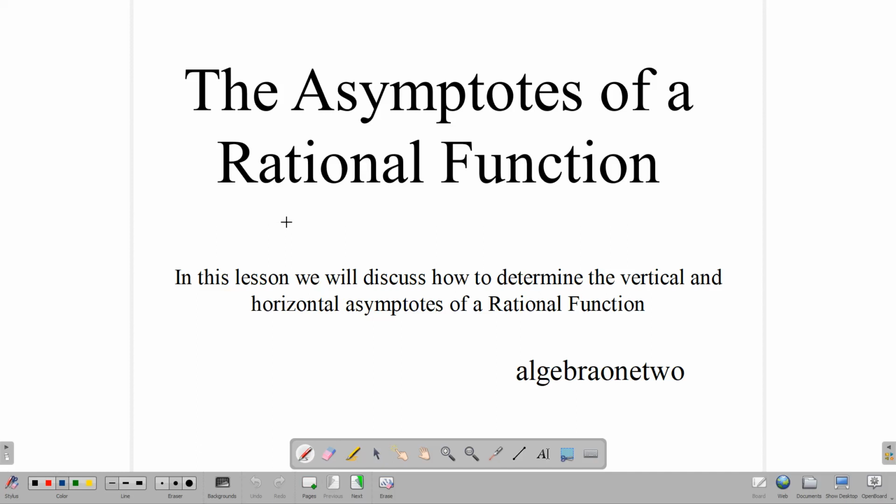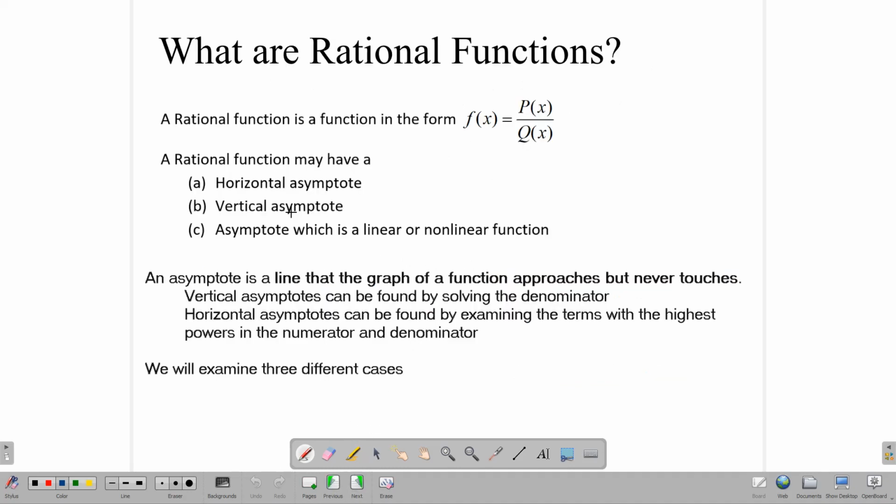The topic is the asymptotes of a rational function. And so, in this lesson, we will discuss how to determine the vertical and horizontal asymptotes of a rational function. First up, what are rational functions?